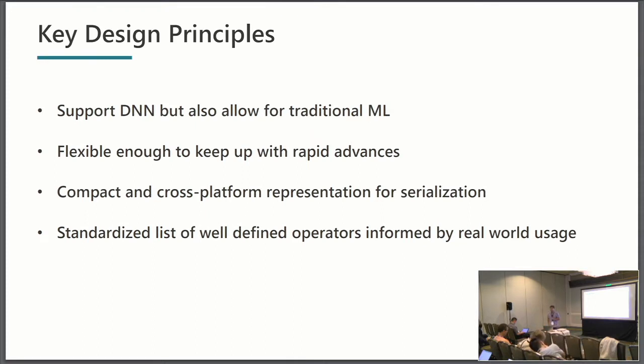ONNX was designed based on 4 key design principles. First, it not only supports deep neural networks, but also supports traditional machine learning. Second, it is flexible enough to keep up with rapid advances. Third, it is a compact and cross-platform representation for serialization. The fourth is it's standardized for all well-defined operators, which are used by real user models.